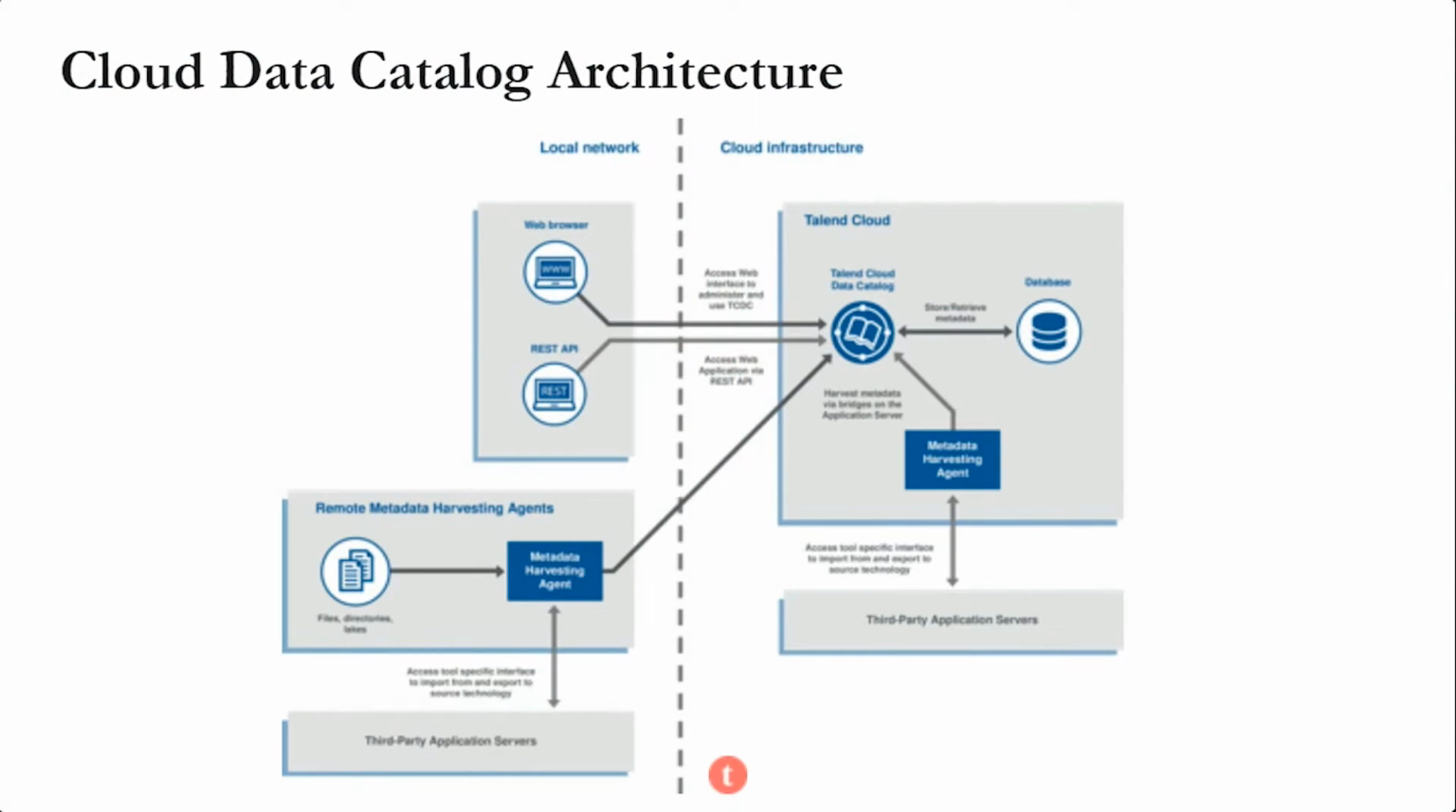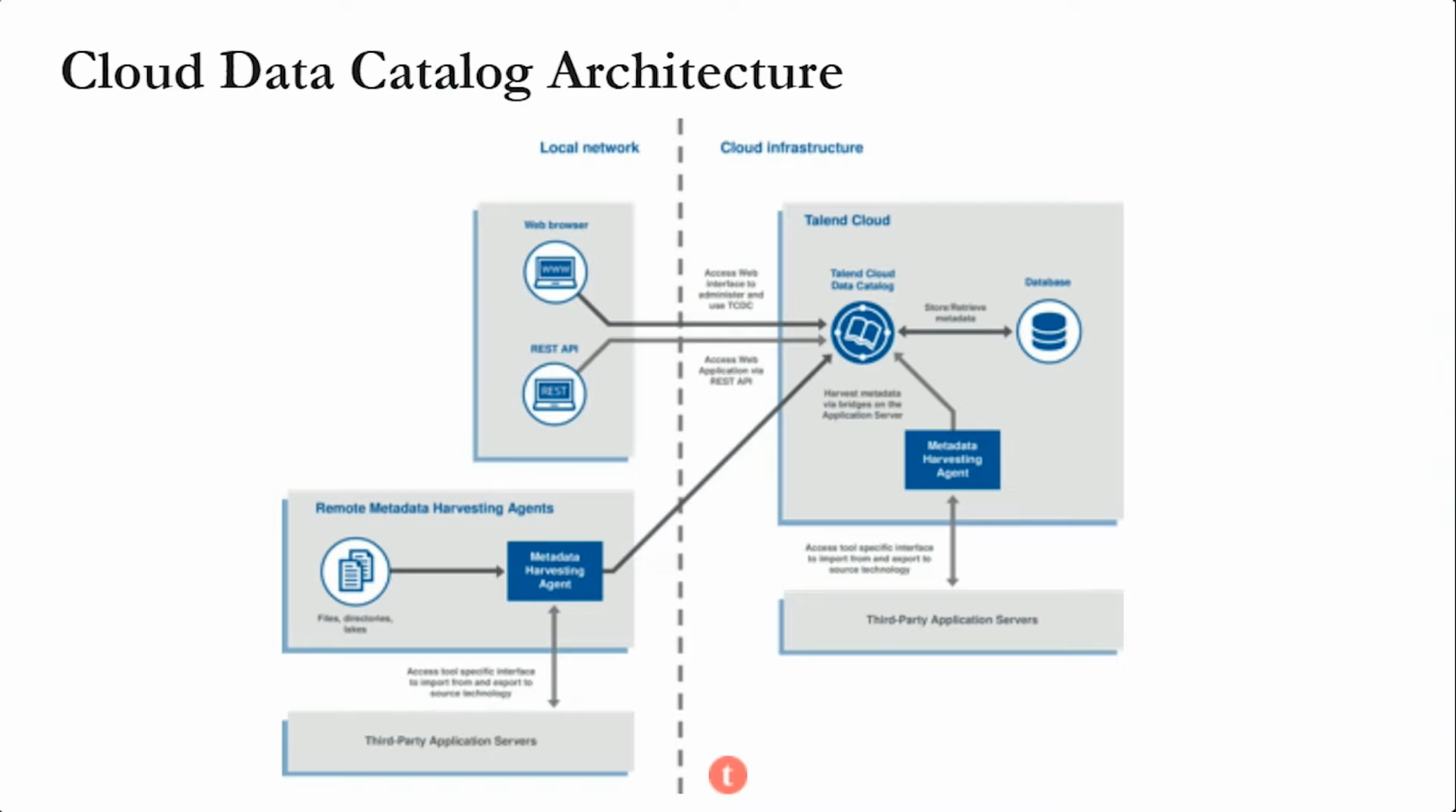The architecture, you'll notice that the cloud architecture is different than what you see for the on-prem. So you can see in this local network part, this is the web browser. So just like you connect to your catalog today, you're going to use it through a web browser. The REST APIs, they're going to be on your local network. And then here in the cloud is where the infrastructure is.